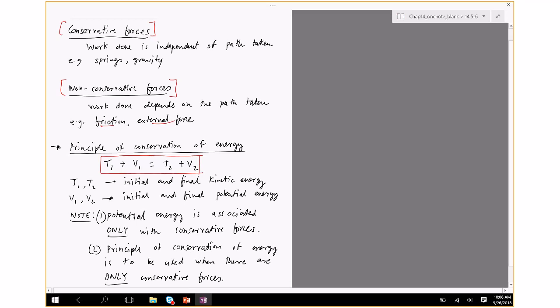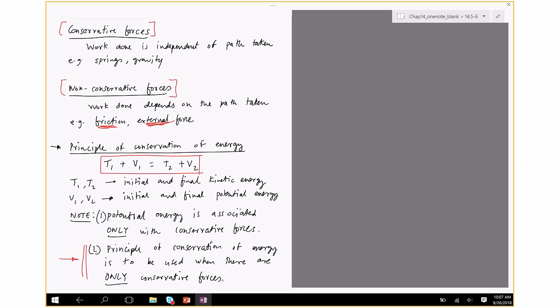So the principle of conservation of energy is to be used only when you have conservative forces. In this course, we are only talking about two conservative forces, gravity and spring. So if you see a problem with spring and gravity, you want to use principle of conservation of energy and solve the problem. If there are non-conservative forces like friction, or an external force or moment, then you want to choose the principle of work energy, which we did last class. This will become clear as we solve more problems.